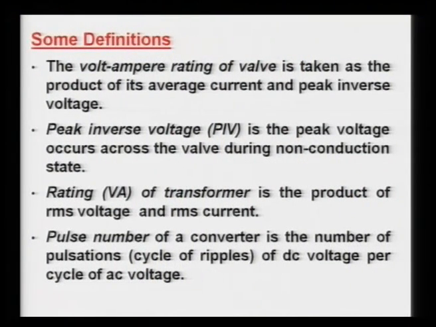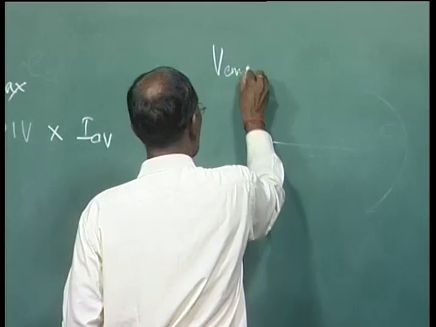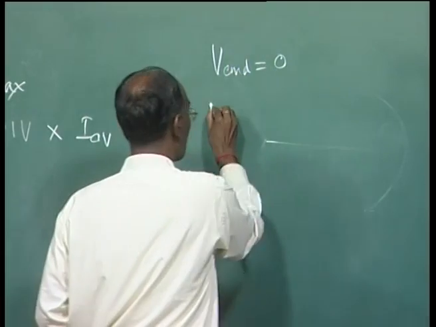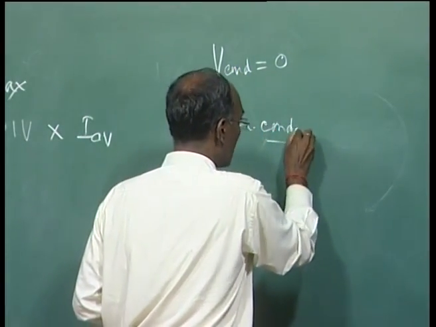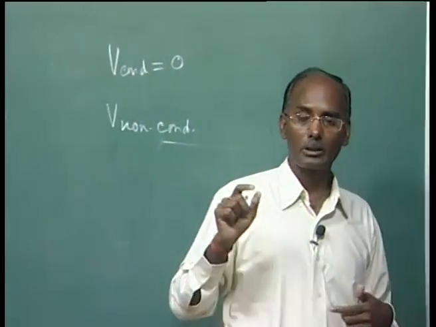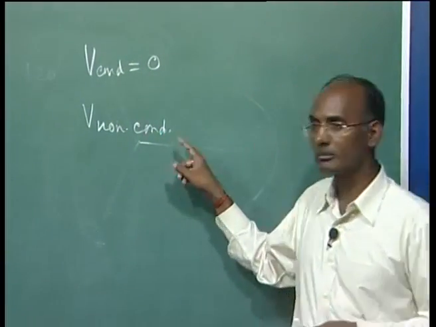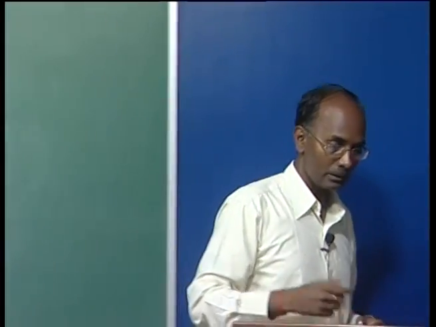So, the peak inverse voltage, PIV, which I will be using continuously, is the peak voltage that occurs across the valve during the non-conduction state or phase. Once it is conducting, the conduction voltage across the valve will be 0. Then we have to see the non-conduction state, where the voltage varies instantaneously, but we are going to see what is the maximum voltage in the non-conduction phase.